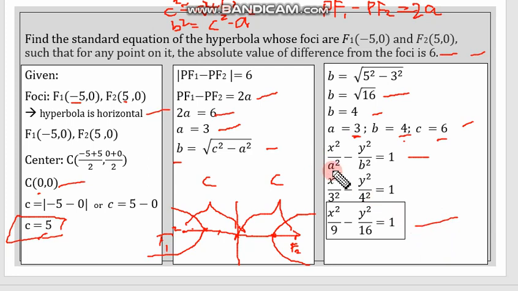Take note, in an ellipse, a is the larger one. But here in a hyperbola, we don't care which denominator is greater. As long as, if our hyperbola is horizontal, the x part is positive while the y part is negative. But if our hyperbola is vertical, our y part, which is y squared over a squared, has the positive sign, while x squared over b squared has the negative. That's for the vertical hyperbola.